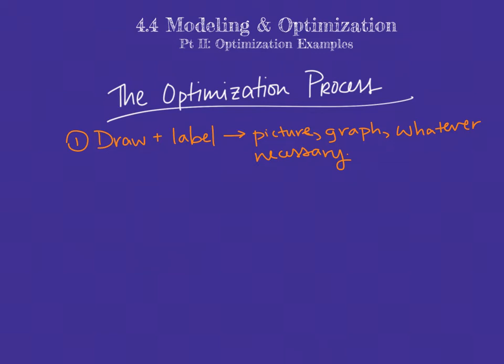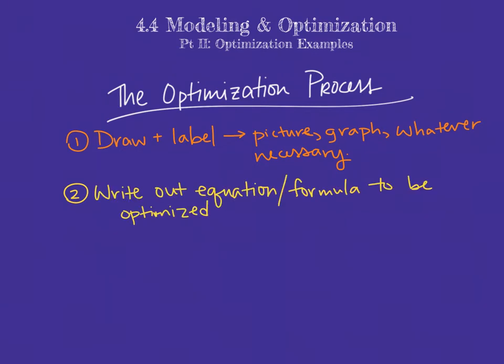So drawing and labeling either a picture, graph, whatever's necessary in order to figure out what you need to find. The second thing that we did in both cases was to write out the formula or equation that needs to be optimized. In example 1, that was the volume of the box, so we had to write out the volume formula for that particular rectangular prism, length times width times height. For example 2, it was the area of a rectangle, base times height. It's whatever goes with that particular problem.